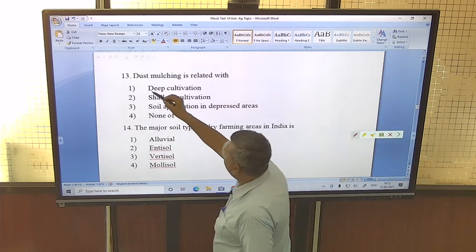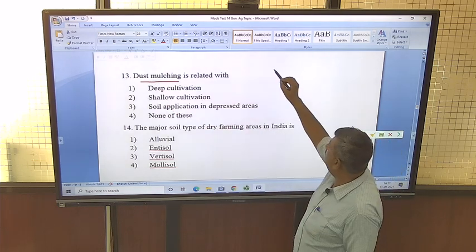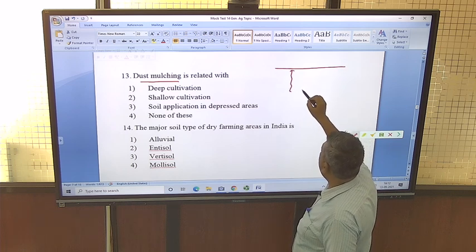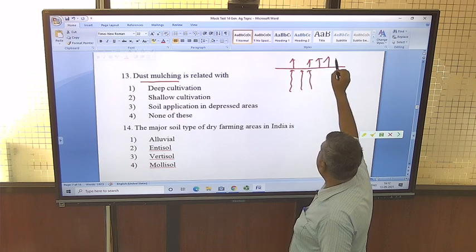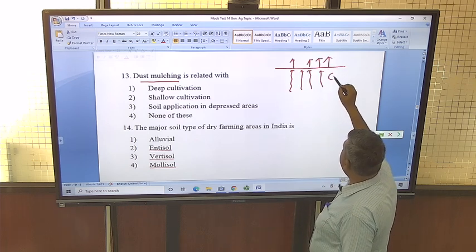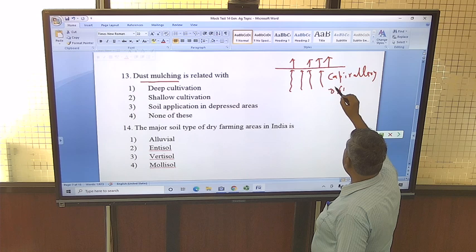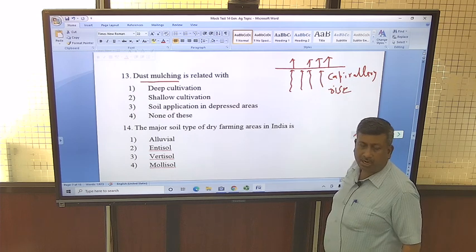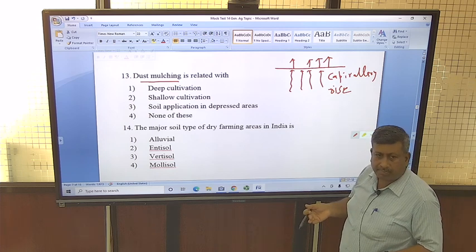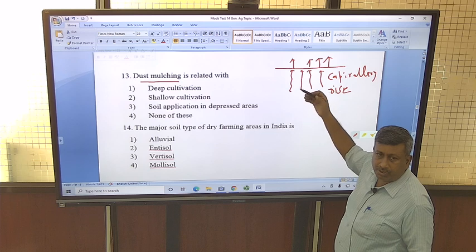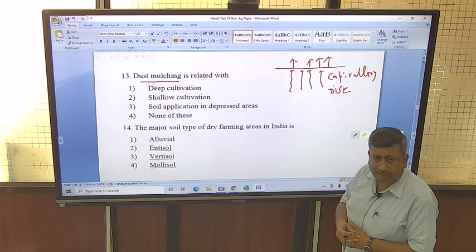Dust mulching is related with... So first understand what is dust mulching. Suppose this is the soil surface and this is the capillary movement of water in this way, and then water evaporates into the atmosphere. If this capillary rise is broken, then the evaporation loss from the field can be prevented. This is the phenomenon. The moisture comes from the deeper layer through capillary force, capillary action, and then water is evaporated. In this way there is continuous loss of moisture.